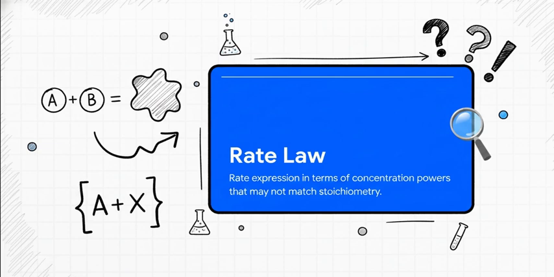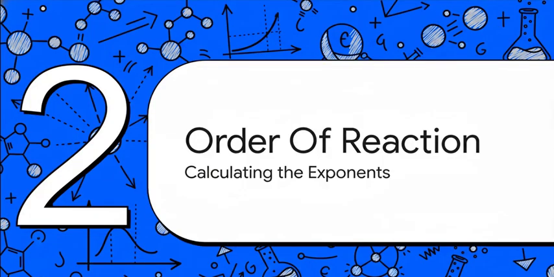The rate law is an expression of the reaction rate in terms of reactant concentration powers, and here is the major trap. Those powers may or may not match the balanced equation's stoichiometric coefficients. You literally cannot figure out the rate law just by looking at a piece of paper. It is a purely experimental concept. This definition alone has shown up as a 2-mark question in board exams, so make sure you've got it down cold. Moving on to Section 2.